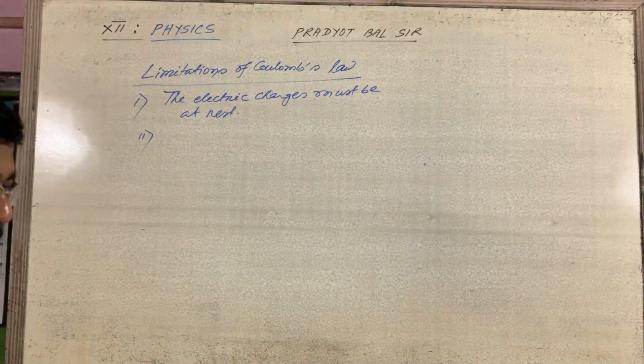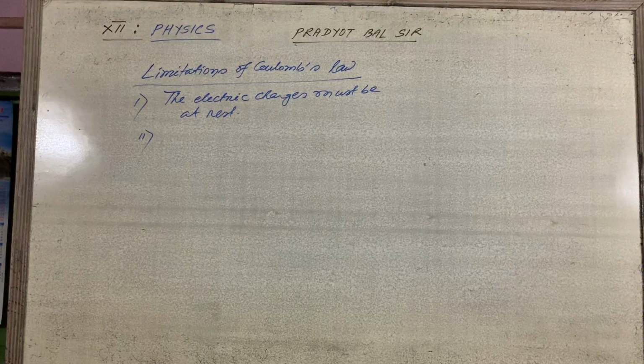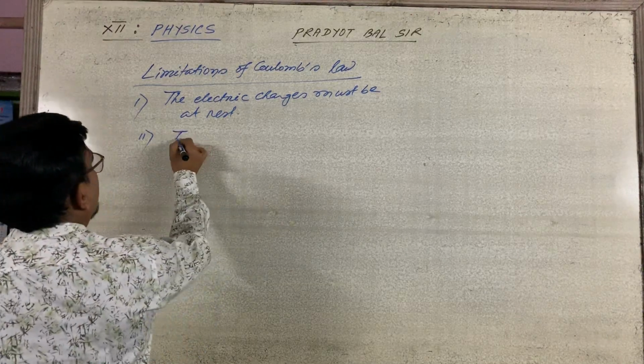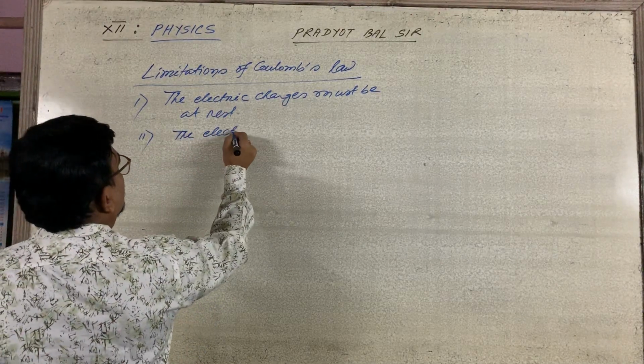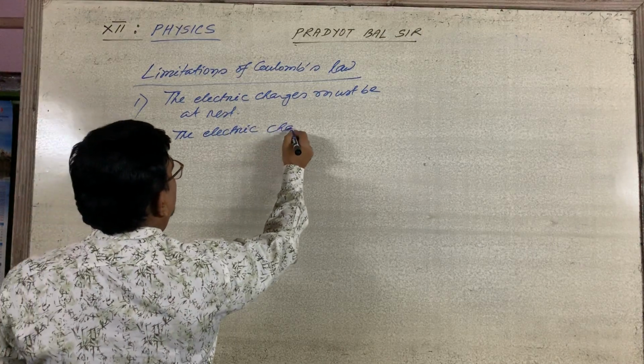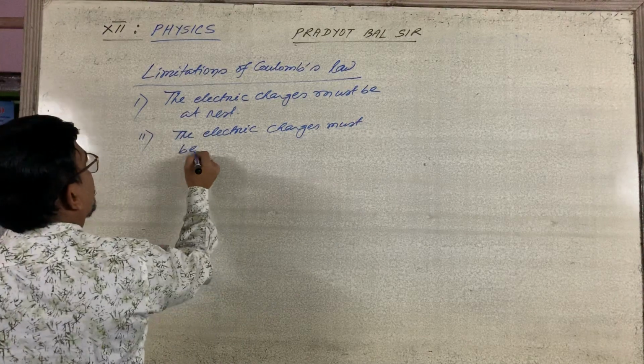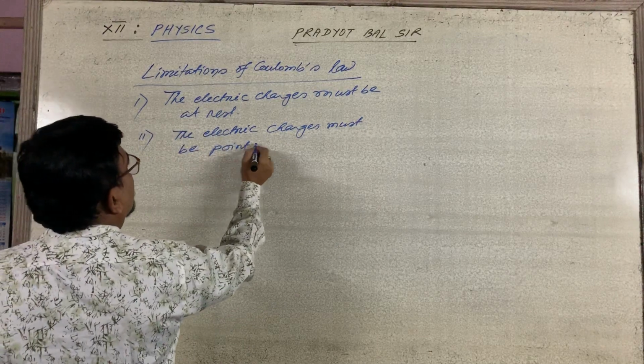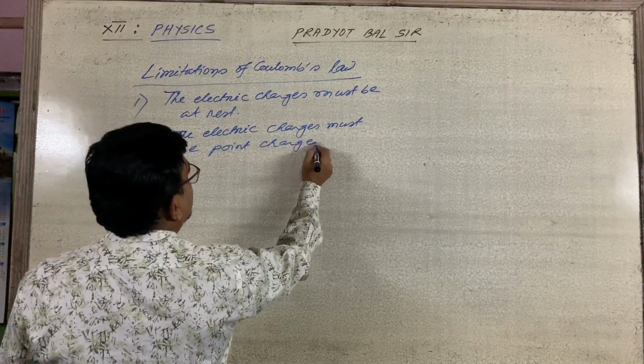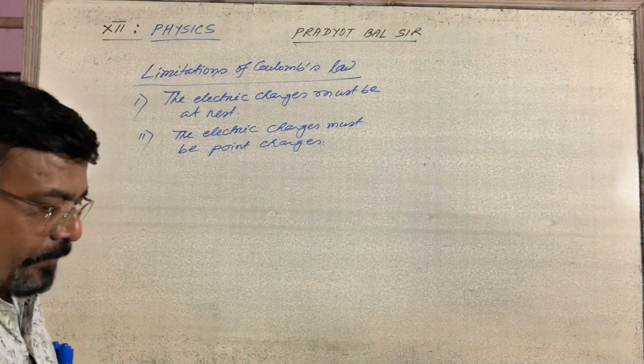Number 2, what can you say? Okay, here we put the charges, those are point charges. So the electric charges must be point charges. If it is not point charges, then Coulomb's law may not be applicable.